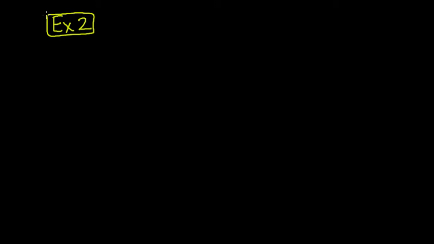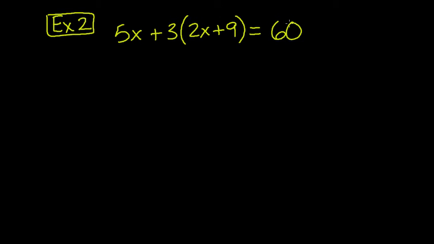So let's see. Let's pretend we have 5x plus 3 times the quantity 2x and 9, and all that is equal to 60. So you got a lot of stuff happening on the left. You got 3 in a parentheses, a quantity. This distributive property you got to do first. Anytime you see a number multiplying a quantity, try to do that first. This 3 is going to multiply everything inside of it. It's going to multiply the 2x and the 9. Let's figure out what happens.